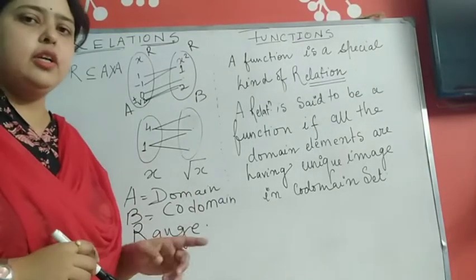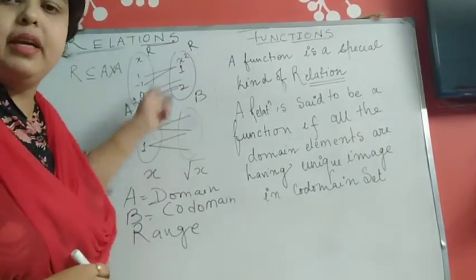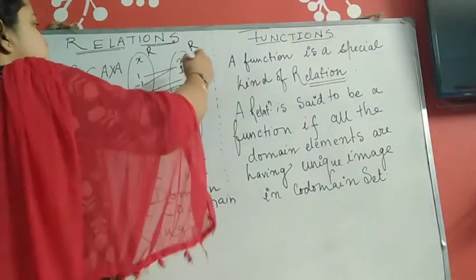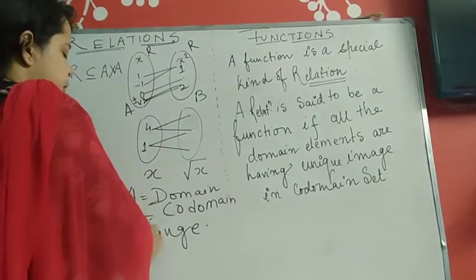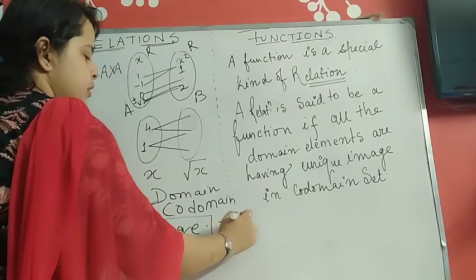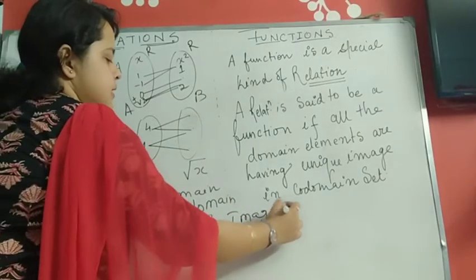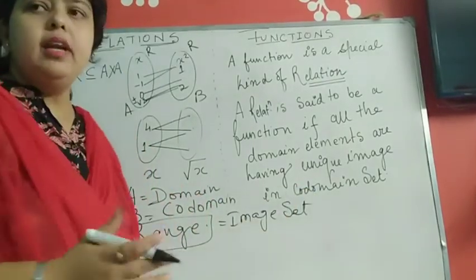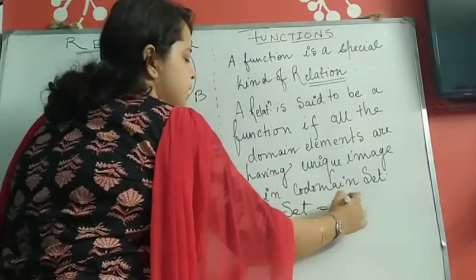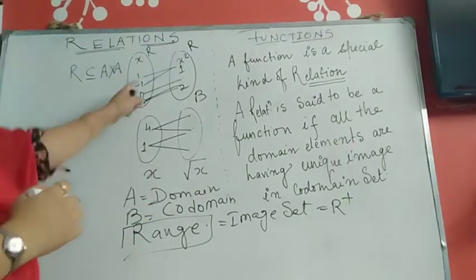Codomain is the collection of all of the second set, that is B. But range is something different. Here range is nothing but the image set. Image set means the set of all images. That means in this particular first case, it is R positive. In the first case, it is R positive.